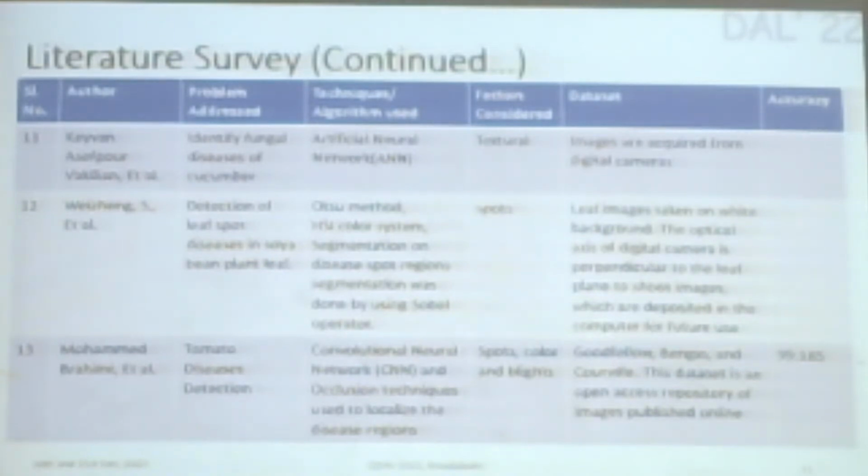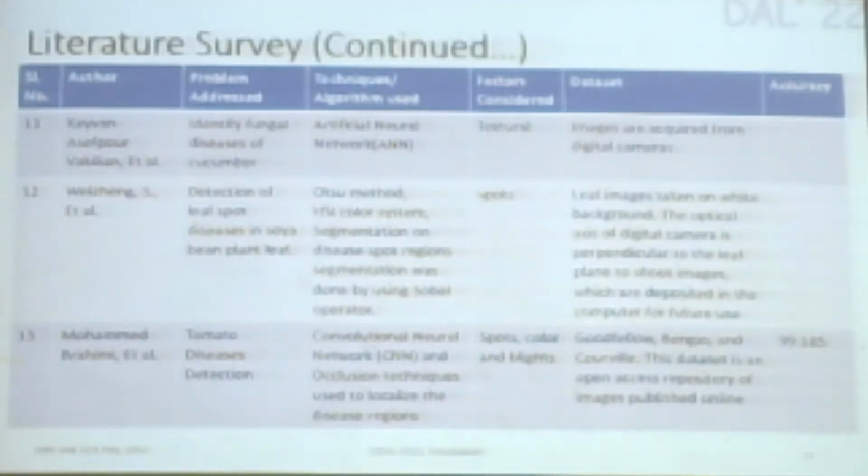So disease spot regions were segmented by using Sobel operator, which is a region-based segmentation operator. The leaf images were taken on white background such that the optical axis of the digital camera is perpendicular to the leaf plane to shoot images. So this is also the own data which the author has used. He has not considered any of the real-time images.